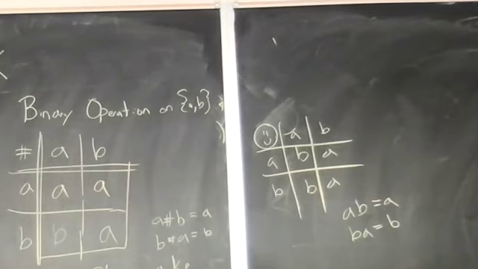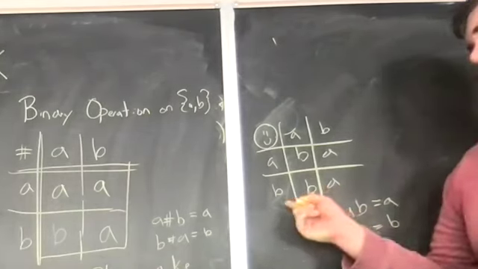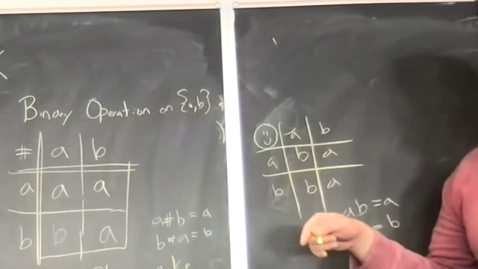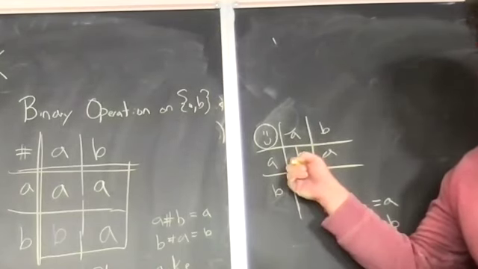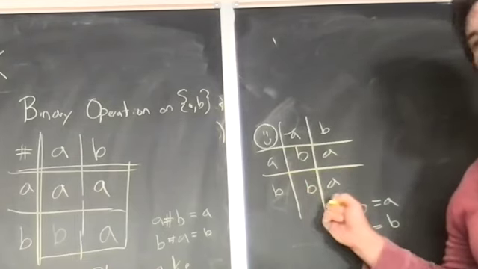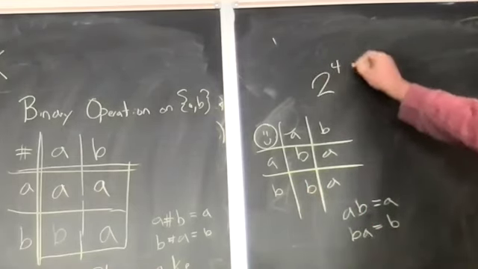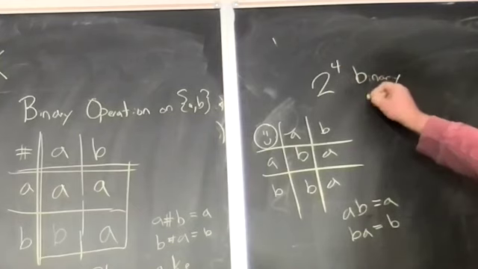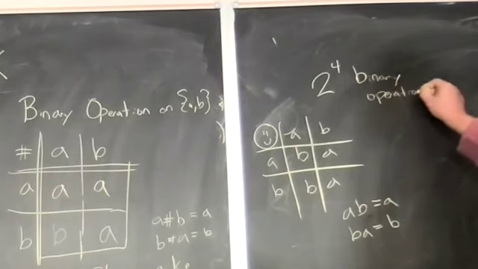Now, as a fun little problem that you might try, there are 16 possible binary operations. Because you have two choices here, two choices here, two choices here, and two choices here. So you multiply all those together, and you get 2 to the 4th binary operations. So you've seen one that is commutative and 2 that are not.